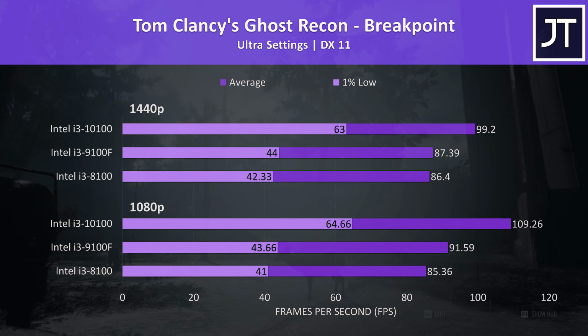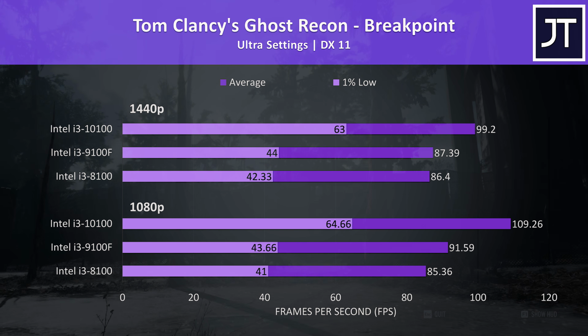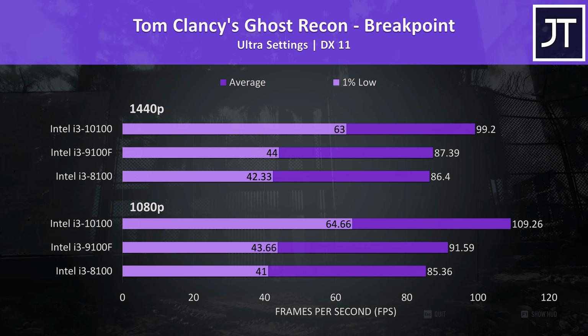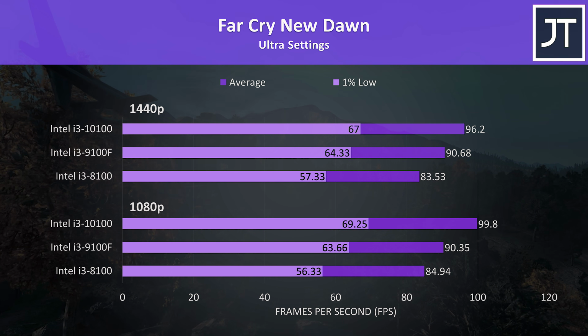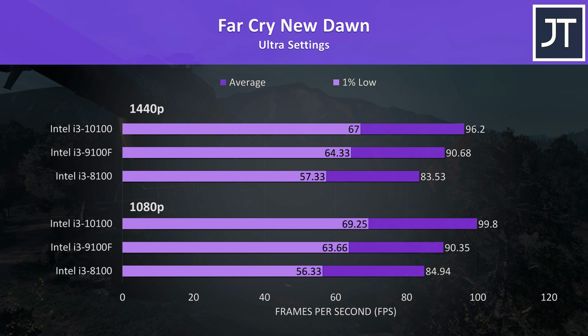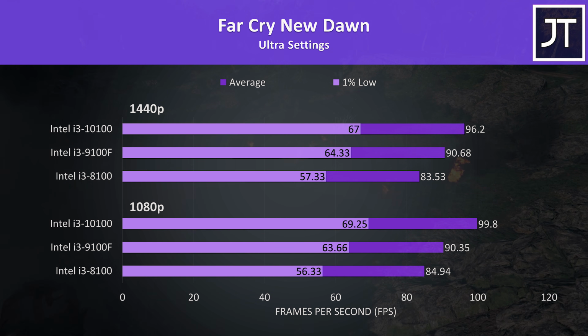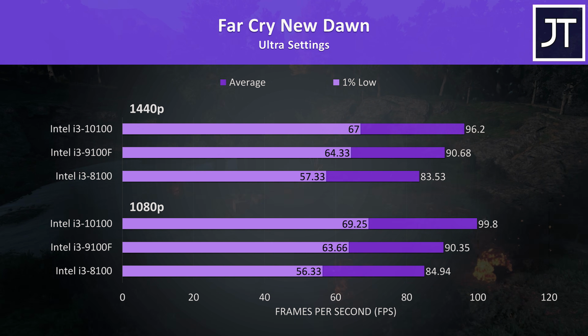Ghost Recon Breakpoint was tested with the game's built-in benchmark, and this was another title where the 1% low performance with the 10100 had a significant improvement when compared to the other processors, presumably due to the extra thread count. Far Cry New Dawn was also tested with the game's built-in benchmark, and although the improvements were less compared to some of the others, there were still consistent gains as we move up through 8th to 10th gen.